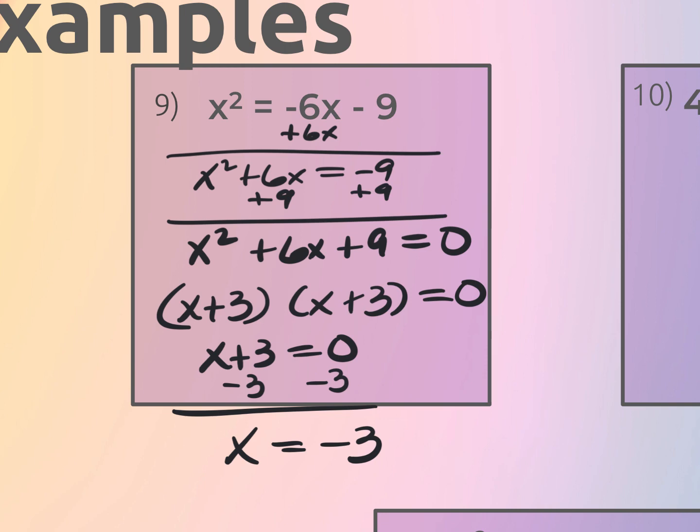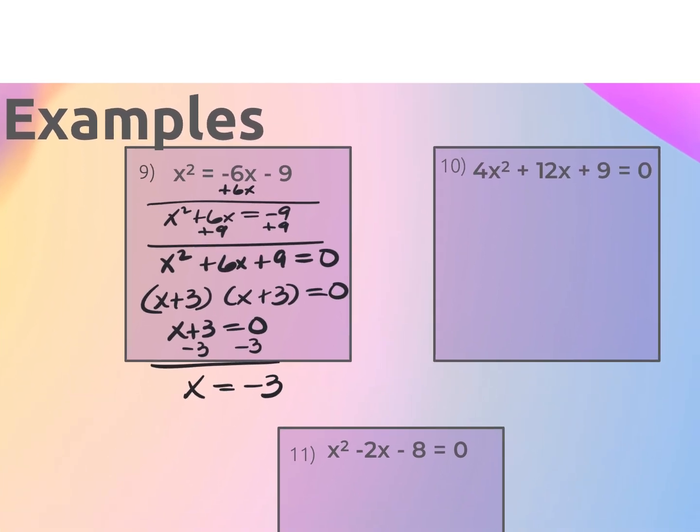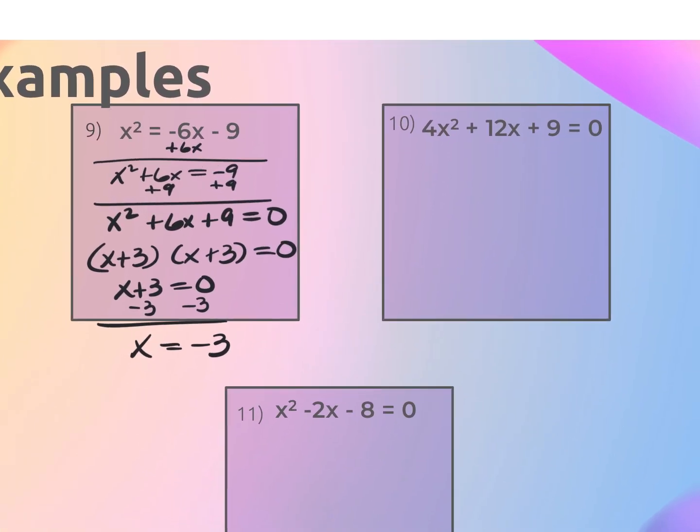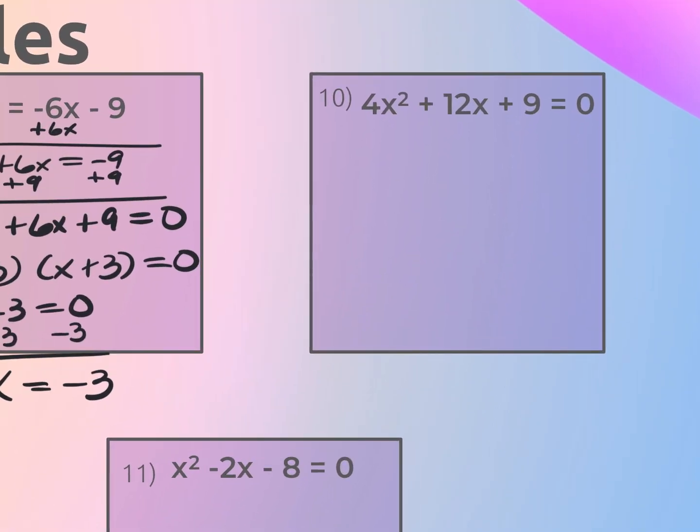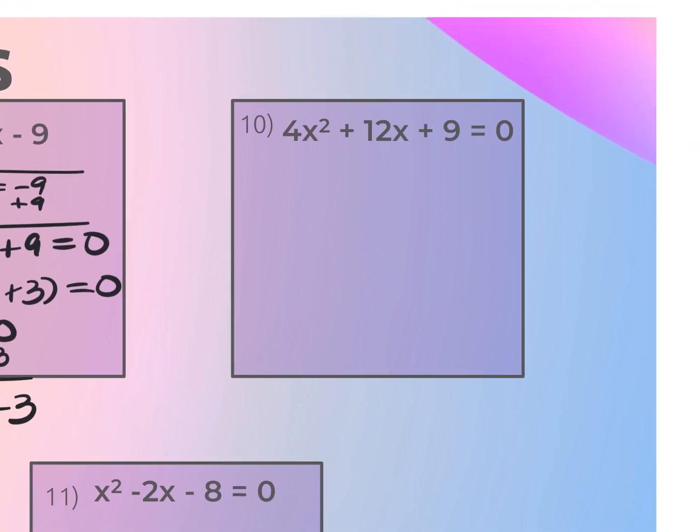Let's try example 10. This one's already in standard form, already set equal to 0. This is also a perfect square trinomial. Now, if you didn't recognize it, you could do it the long way, and you could go ahead and multiply, find factors of 36 that give you 12. But if you recognize that these are both perfect squares, then just square root these, and you would get 2x times 3, and then double it.